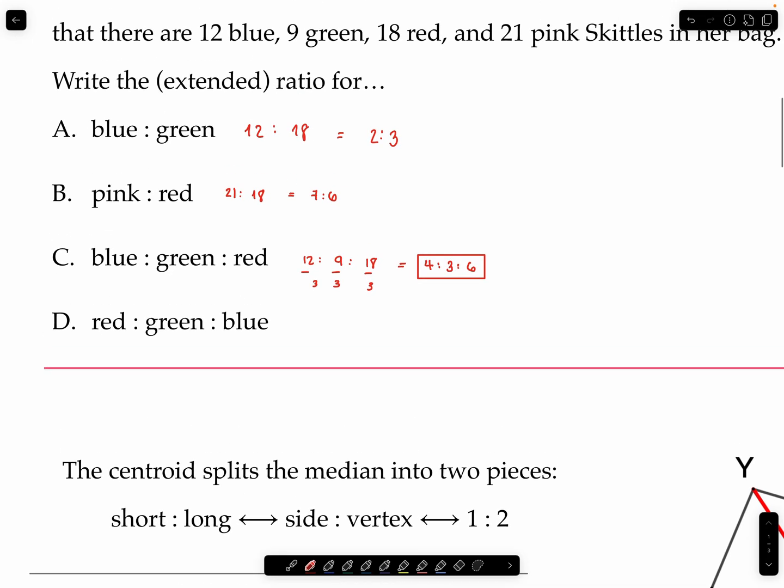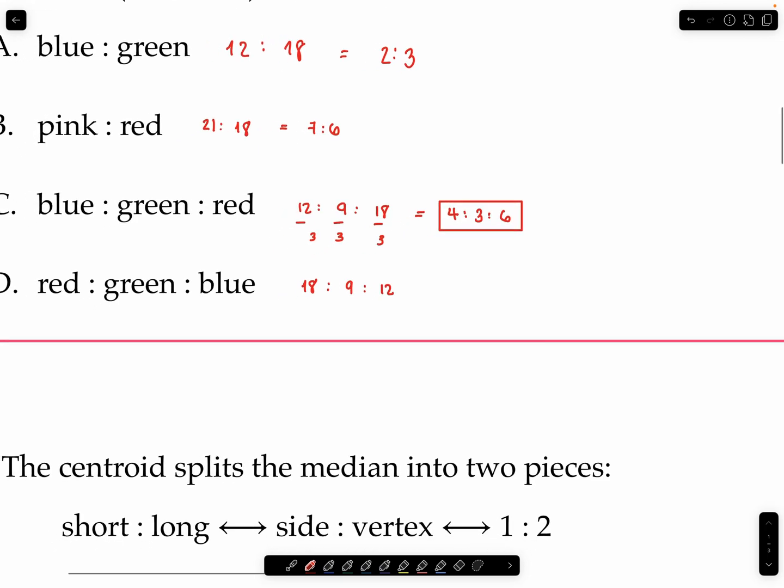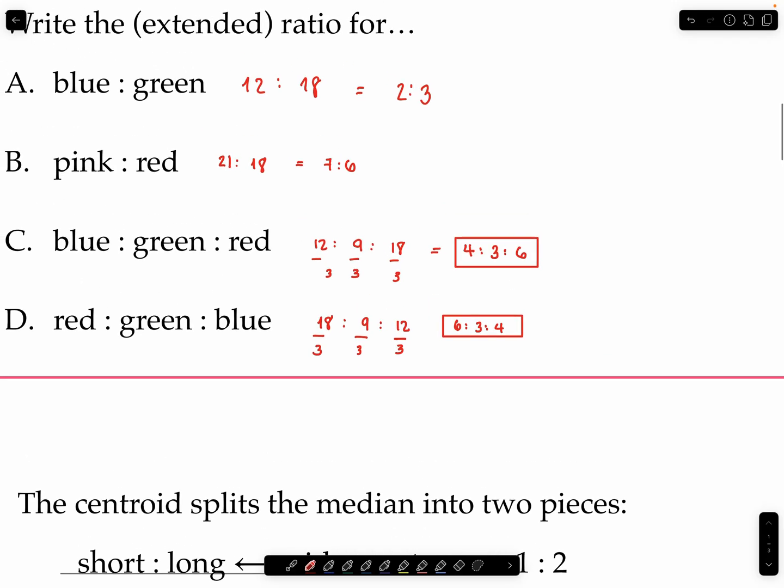Red to green to blue. So red is 18, green is 9, and blue is 12. So for these right here, there's still a common factor of 3. So to simplify this extended ratio, this is 6 to 3 to 4. So for every 6 red Skittles, there are 3 green Skittles and 4 blue Skittles. These are our ratios or extended ratios.